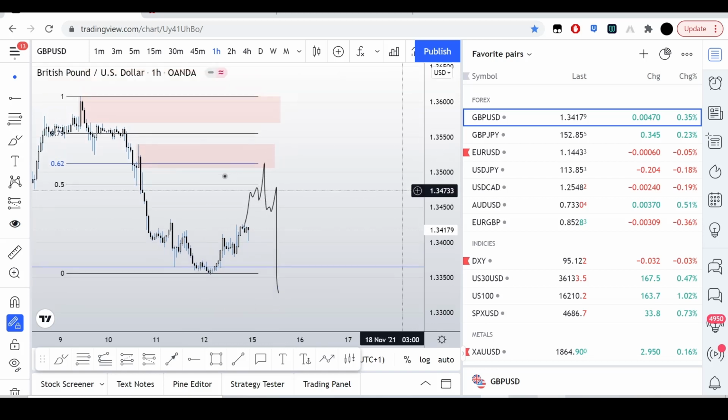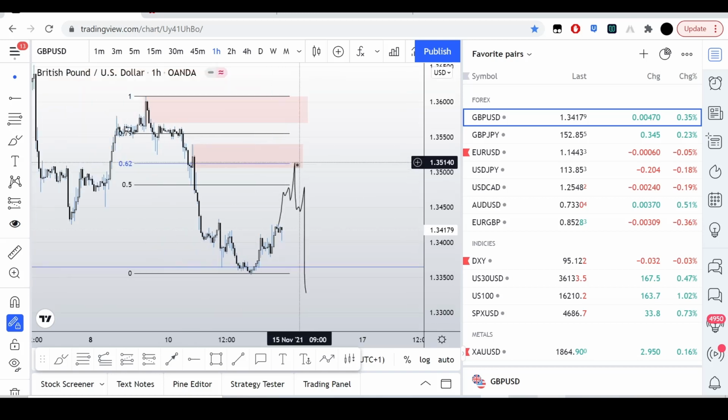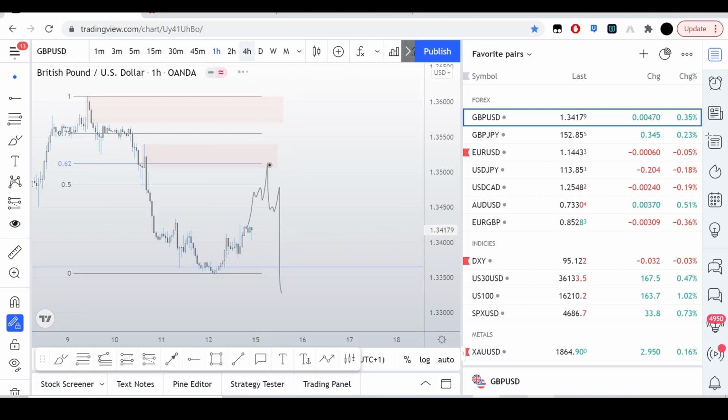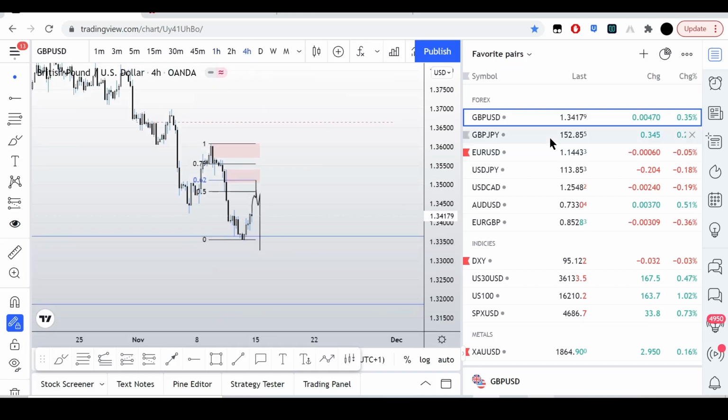Once we come into here, I don't want to take my other confirmation entry inside of here. I would rather take it up here, but I don't think price is going to come all the way up there to make a swing low. But that's it for GU. You know what I mean?